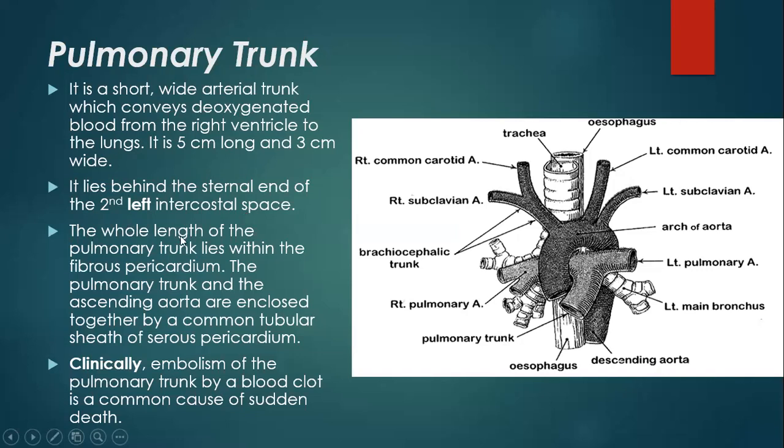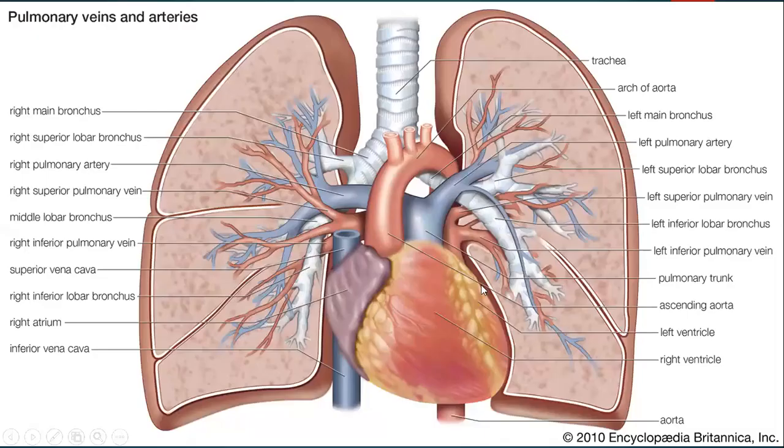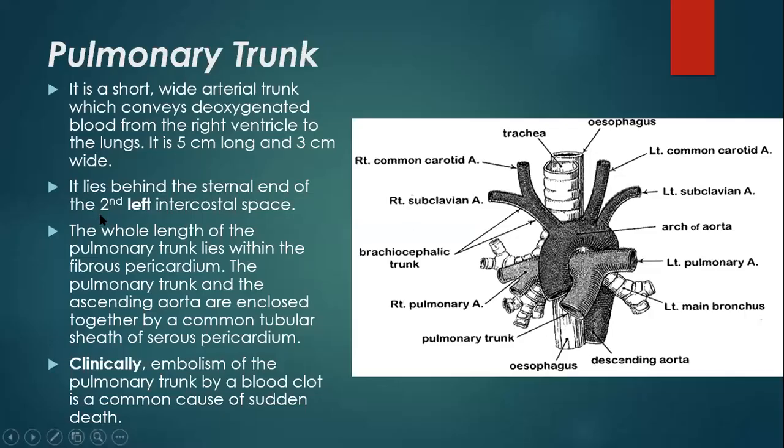The whole length of the pulmonary trunk lies within the fibrous pericardium. So it is completely covered by the fibrous pericardium. If you see here, this whole part will be covered by the fibrous pericardium. The pulmonary trunk and the ascending aorta are enclosed together by a common tubular sheath of the serous pericardium.